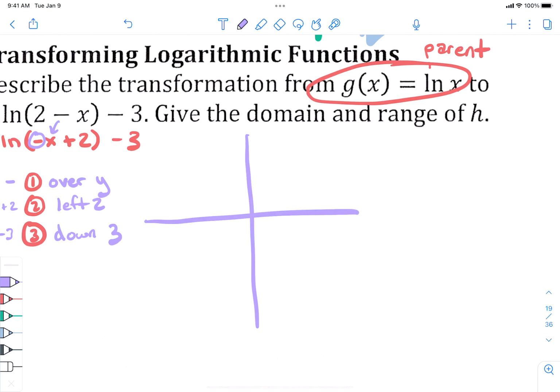Okay, normally I'm going to do just a really faint line of the normal function. Normally it intersects over here at 1. Doesn't matter that it's ln versus log. It's still going to do something like this, right? This is what it looks like. That's what the ln function looks like normally.